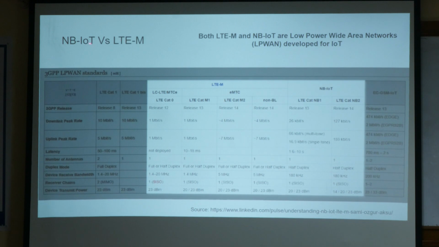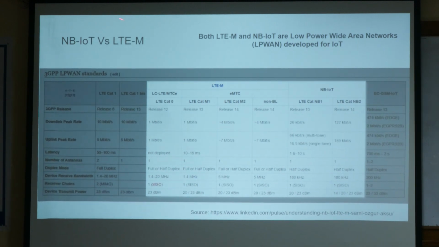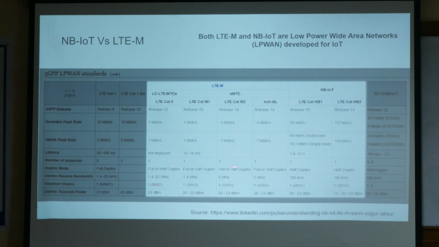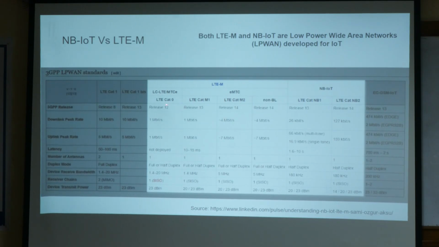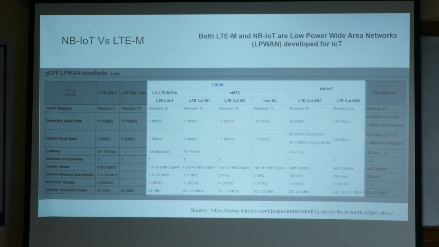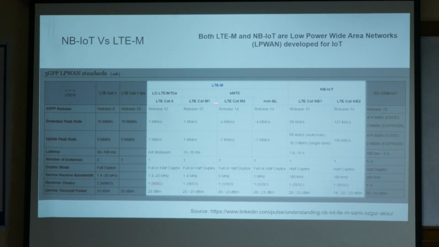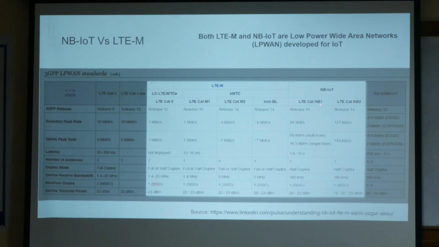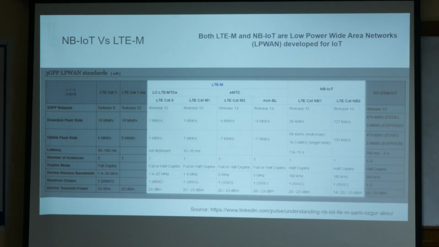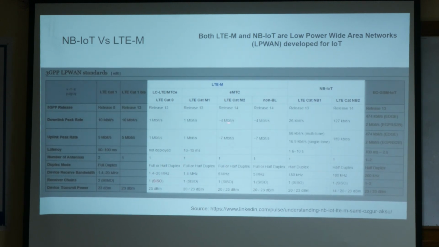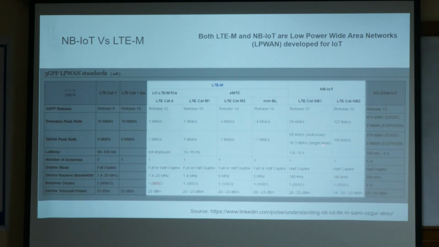So we have two competitors, NB-IoT and LTE-M, and we want to see which one is good for what type of applications. We have LTE category 0, LTE category M1, M2, and non-BL also. This is category machine 1, machine type communication 2, and so on. And we have narrowband 1 and narrowband 2 in NB-IoT. The data rates are very high in LTE-M compared to NB-IoT. That is one important thing.